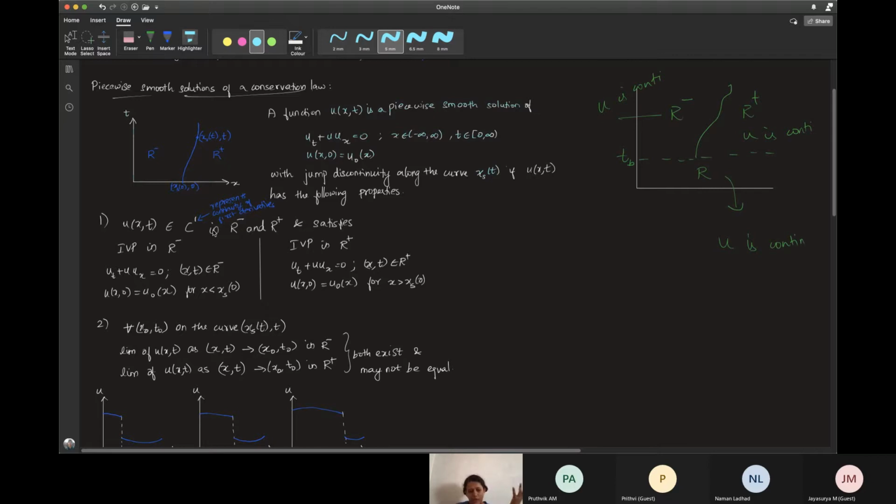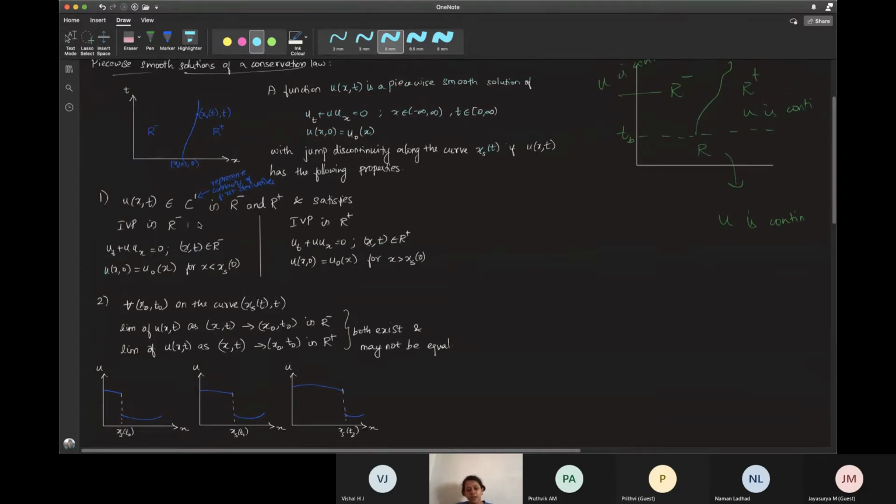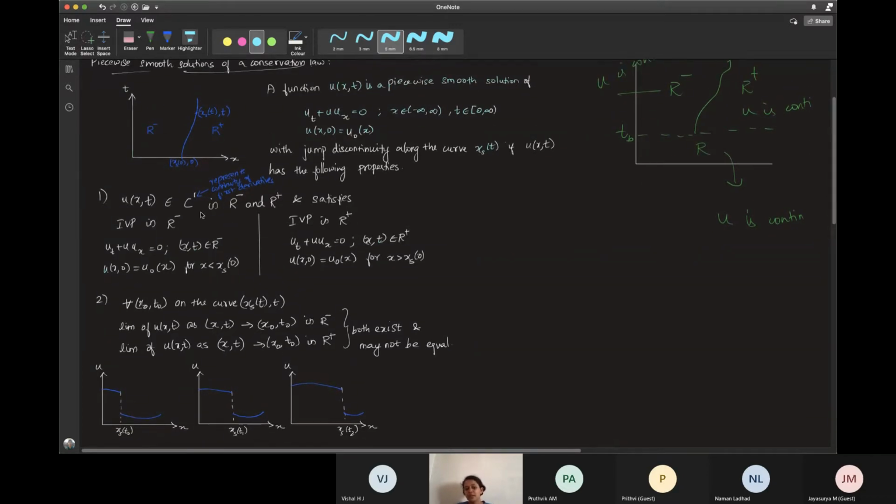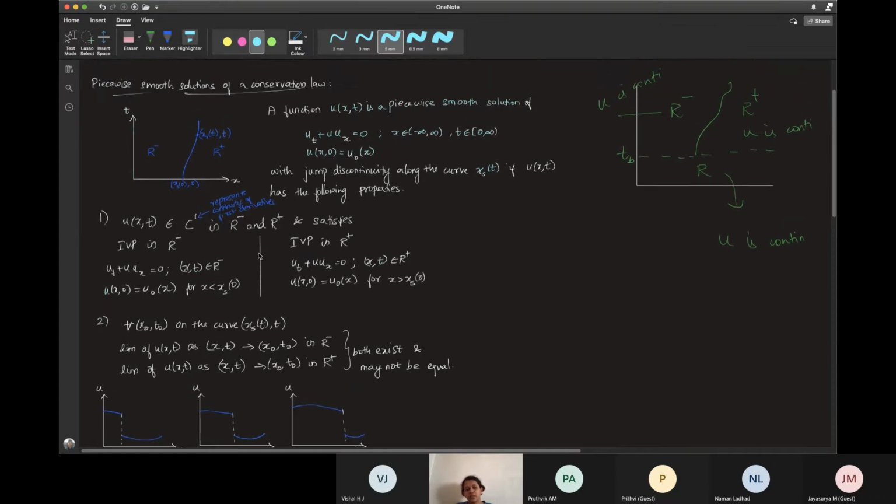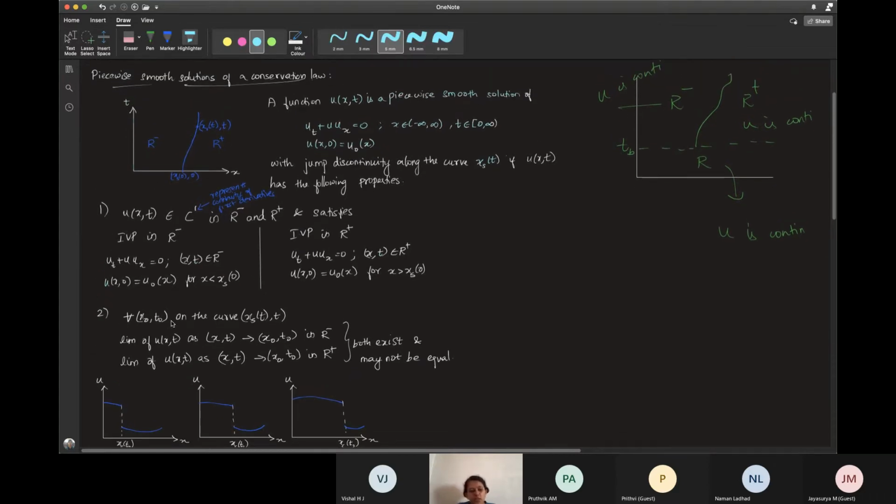So you take such a U, and in both regions, R minus and R plus, you define an initial value problem. The same problem that you had, just that x, instead of running from minus infinity to infinity, now belongs just to the region R minus, and here (x, t) only belongs to R plus. That's the only difference. So now you take two different functions U for regions R minus and R plus. So that is a piecewise continuous function.